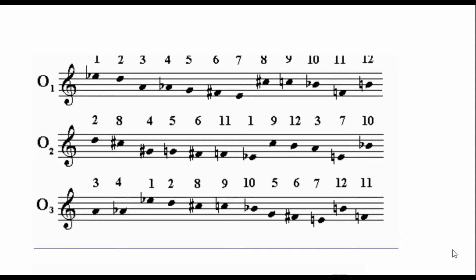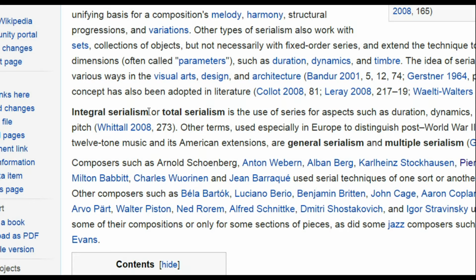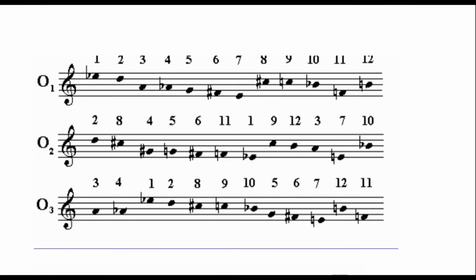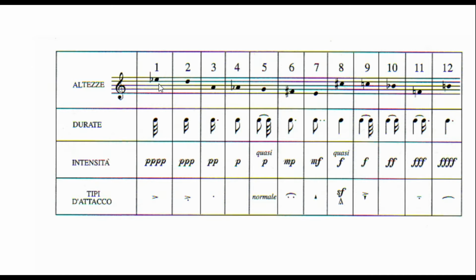Pierre Boulez's Structures for Piano is one example of total serialism. When you're researching this topic, you might find it under the heading of integral serialism. These are some of the serial theoretical structures that Pierre Boulez uses in his piece. Here's mapping out and ordering of the pitches, of the durations, of the dynamics, and of the articulations. And here's a bit of the composition by Pierre Boulez's use of total serialism or integral serialism.